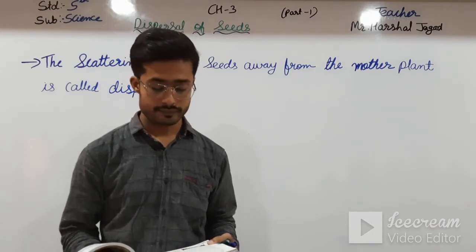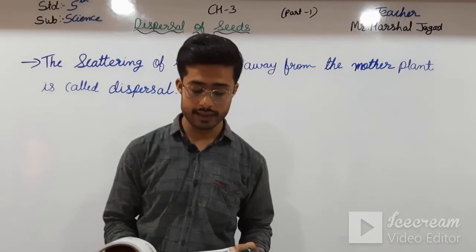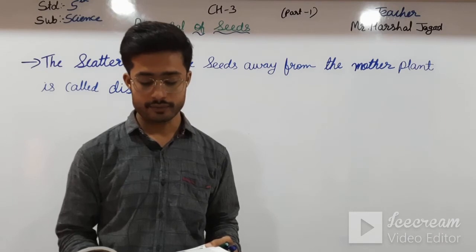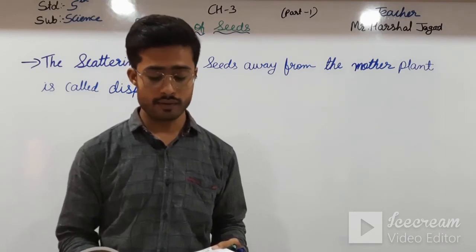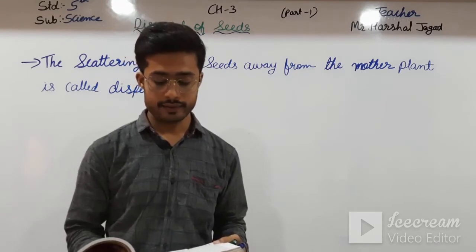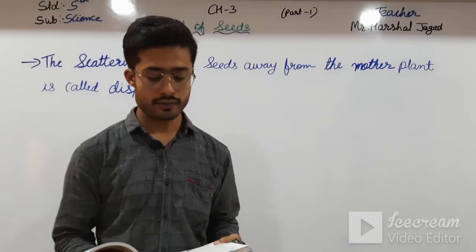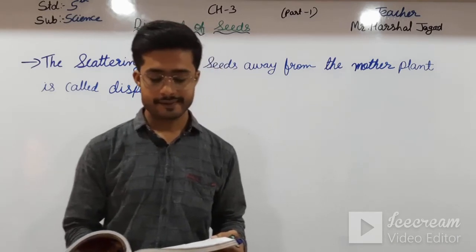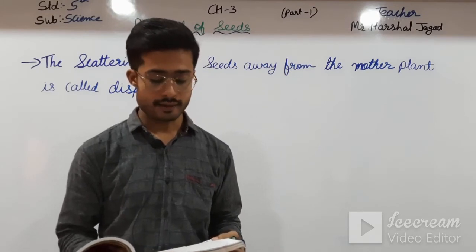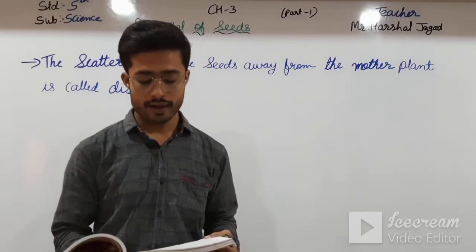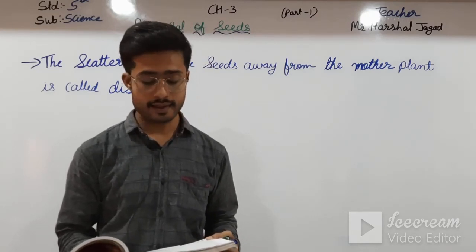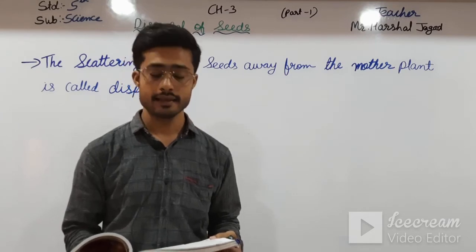Now if all the seeds start growing, they would be so crowded that there will not be enough space for them to spread out their roots and grow. They will not get enough mineral salts from the ground, so nature has made sure that seeds are dispersed or scattered far and wide. The scattering of the seeds away from the mother plant is called dispersal. This gives the seeds a better chance to grow into healthy plants.